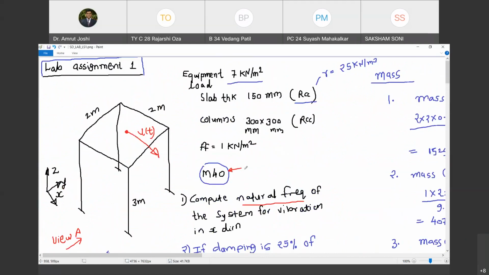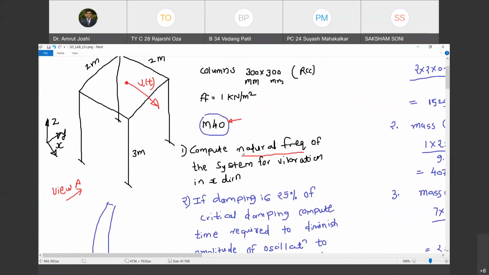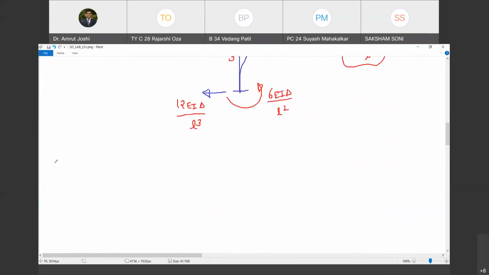But what is the first question? First question is to compute natural frequency of vibration in x direction. If I were to calculate the natural frequency, that is part 1 of the problem, I don't require C. Part 1 of the problem says I want to calculate natural frequency. And we have discussed this already in the class. What is natural frequency? It is denoted by omega. Natural frequency omega. This is in radian per second.